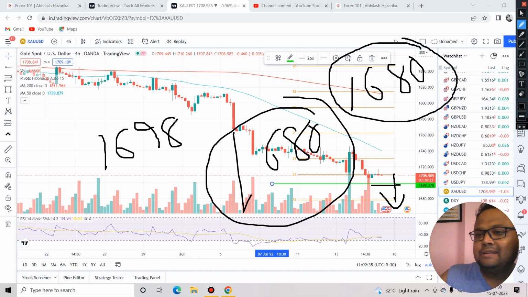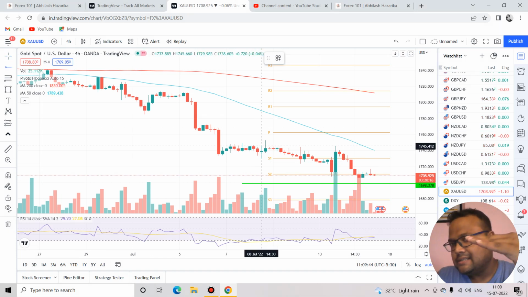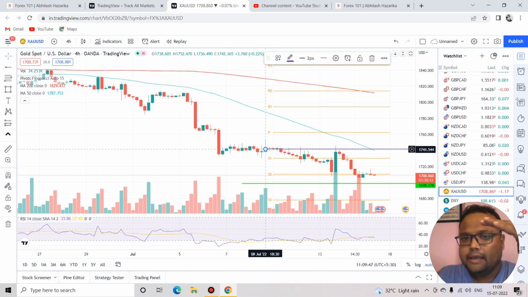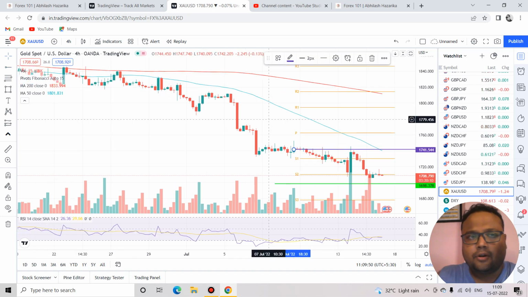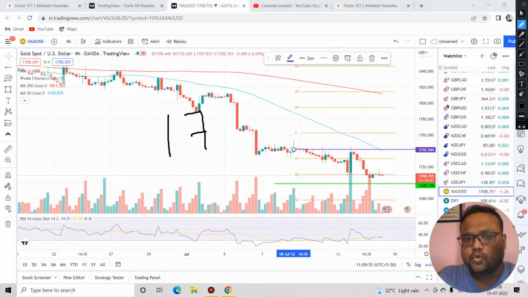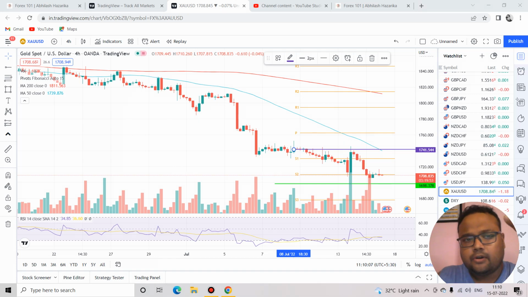And in case market goes up from this present level, then the strongest level where you can expect some selling is around 1740 to 45 level. Right now I'm just drawing a line here, but it is a zone, 1740 to 45. This is a resistance zone, where we have already witnessed selling around this level previously. Market has shown price rejection from above.